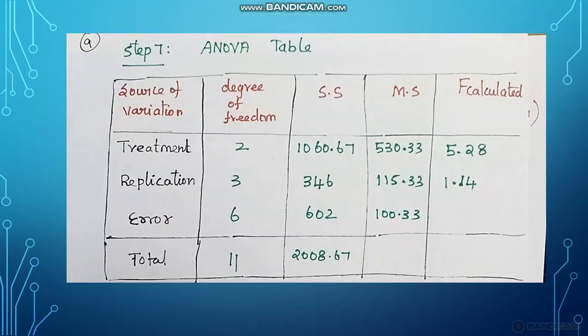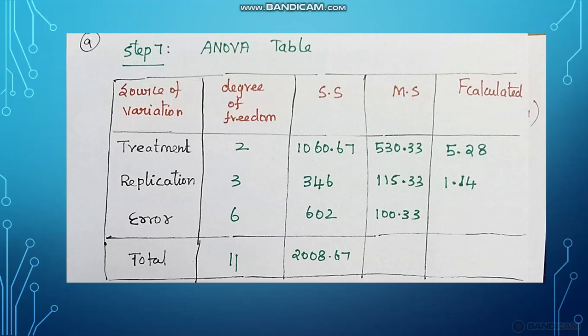Step 7 is you want to form the ANOVA table. Here we will have three variations: treatment variation, replication variation and error variation. So the degree of freedom is 2 for treatment, 3 for replication, and 2 times 3 is 6 for error. And the total is 11, because we have 12 experimental units, so 12 minus 1 is 11.